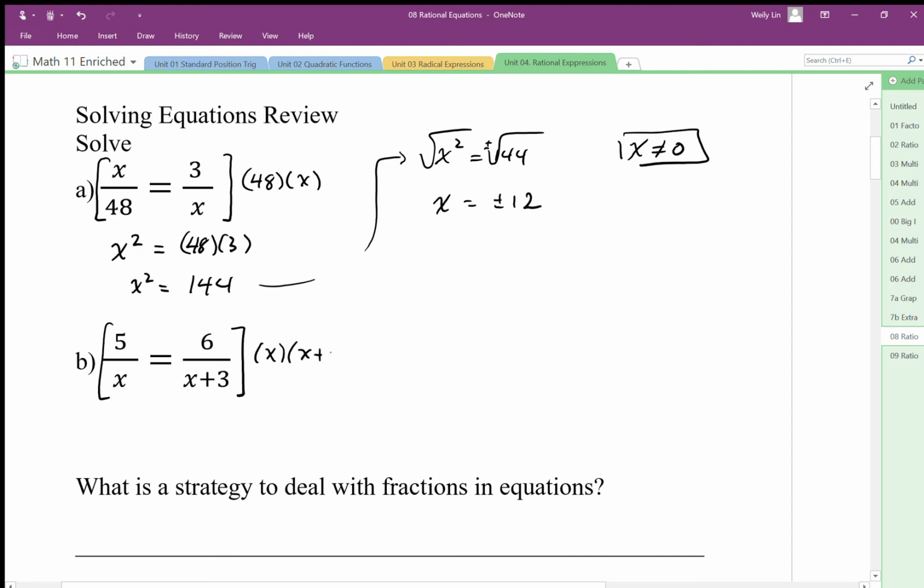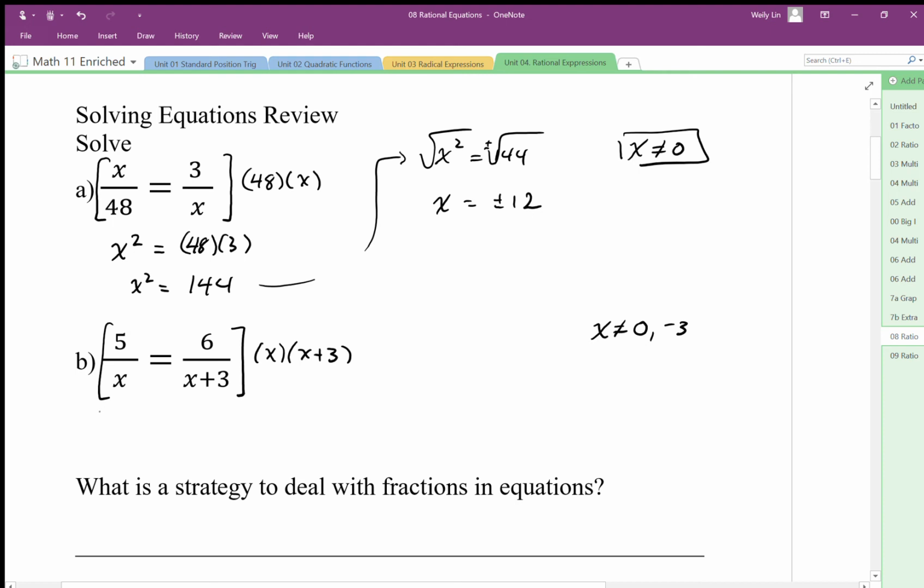Again, that's a big idea. We can't just randomly multiply things. We have to keep things balanced. There are some basic rules that we always have to abide by. So here, I'm going to state my restrictions before I cancel anything out. x cannot equal 0. x cannot equal negative 3. Otherwise, we'll end up dividing by 0, and we get all sorts of weird results.